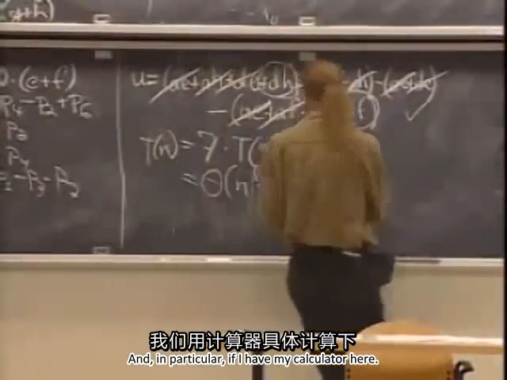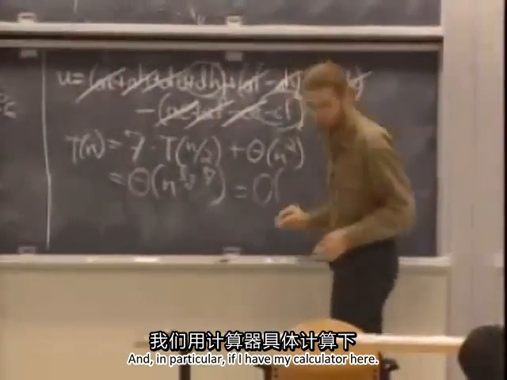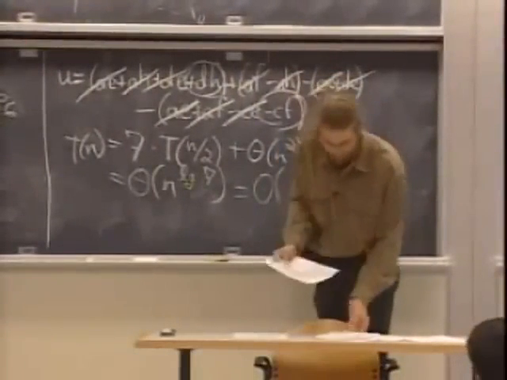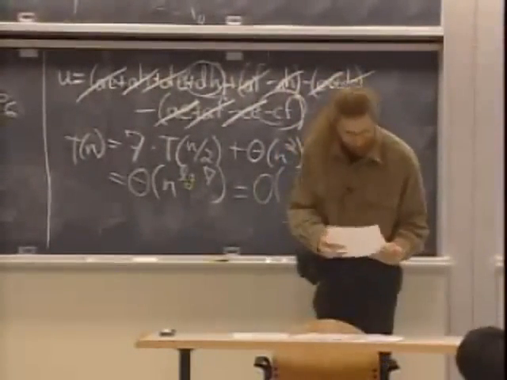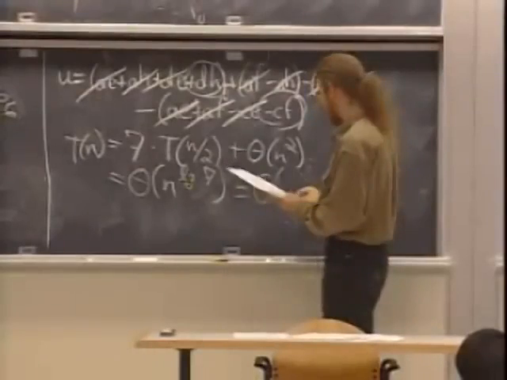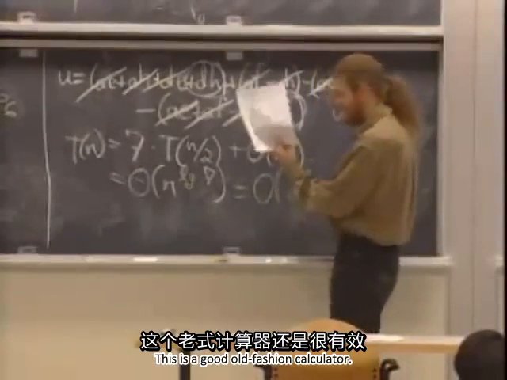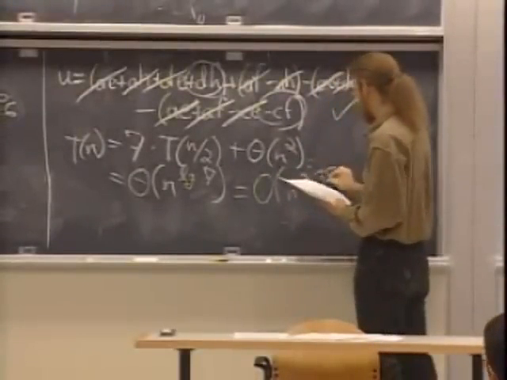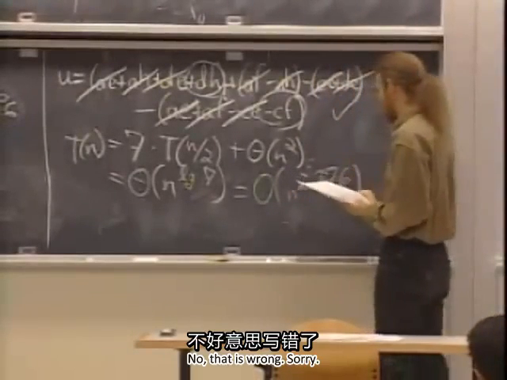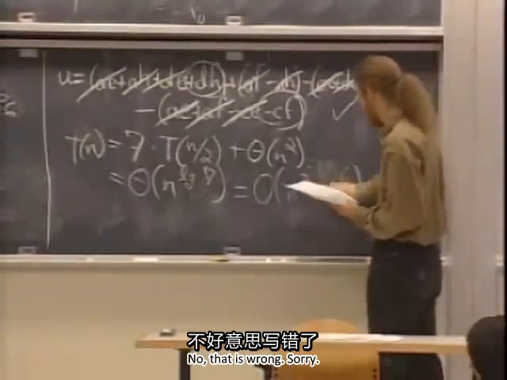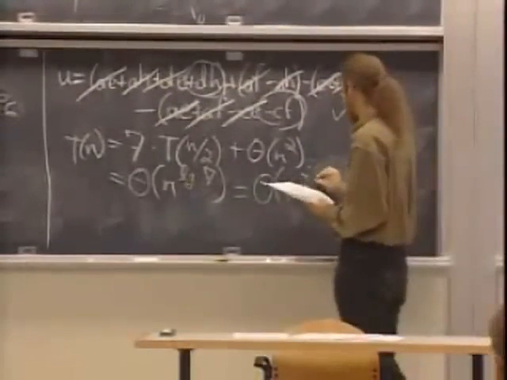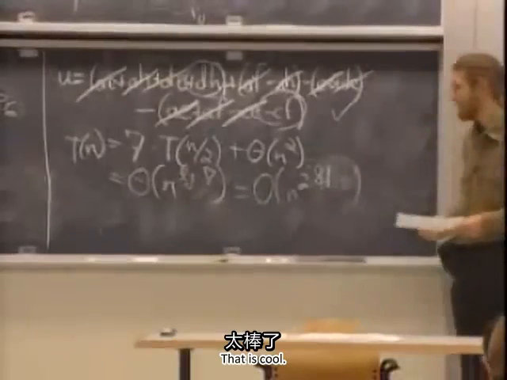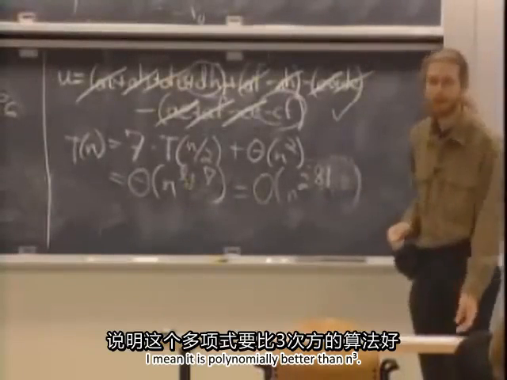And in particular, if I have my calculator, here's my calculator. This is a good old-fashioned calculator. Okay, no, that's wrong, sorry. It's strictly less than 2.81. So that's cool. I mean, it's polynomially better than n cubed.